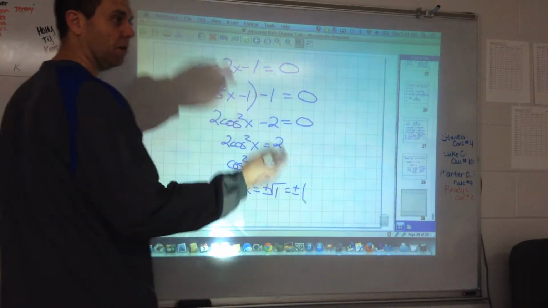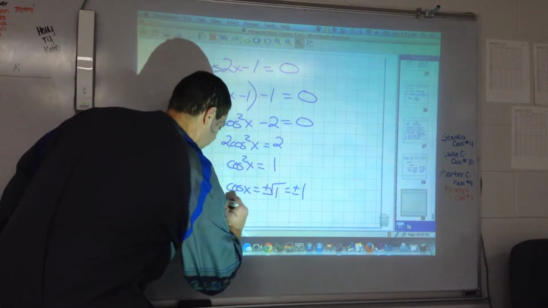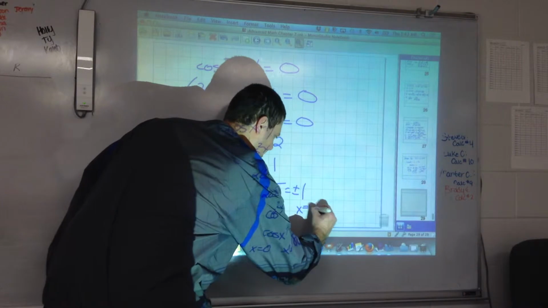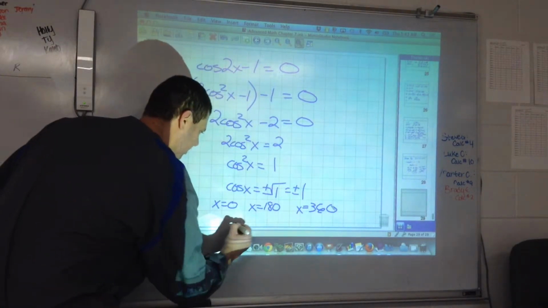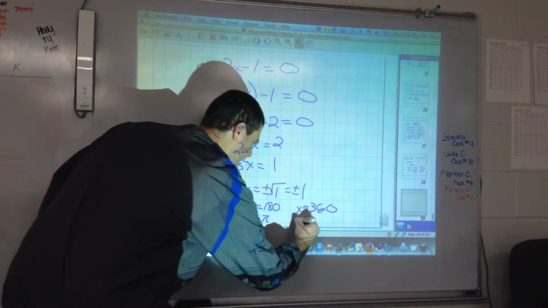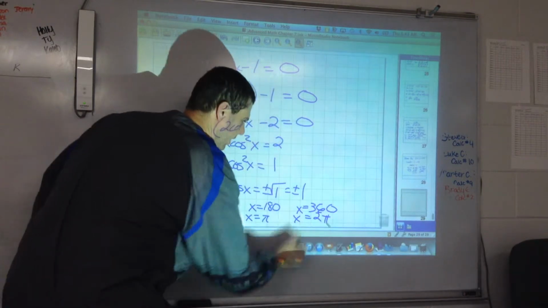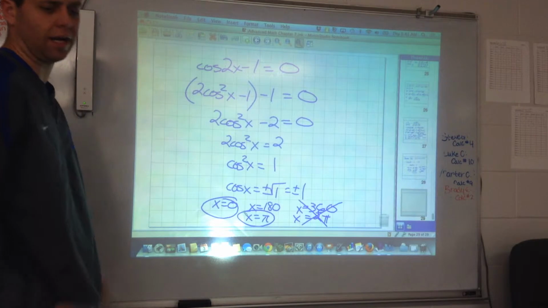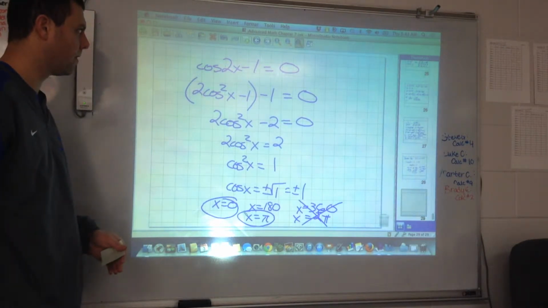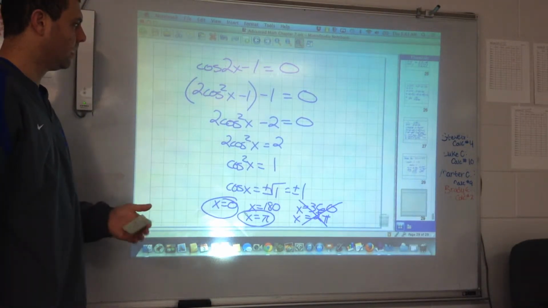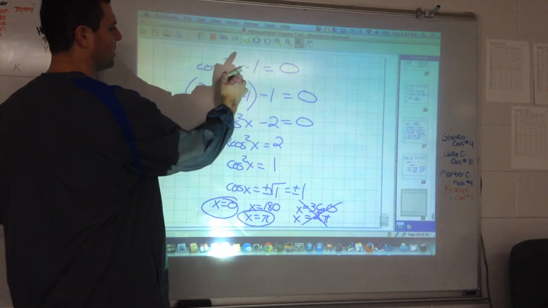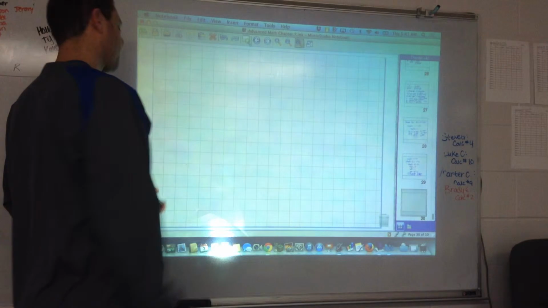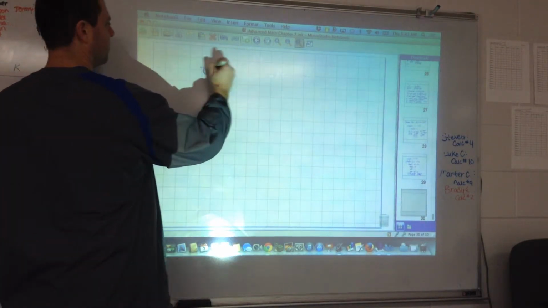So x could equal 0, x could equal 180, x could equal 360, which we know is 0, pi, and 2 pi, but again I don't want that answer there, so I get my two answers of 0 and pi. So another way to do the problem. Alright? So there's one type of problem using a double angle. You'll definitely see that on a test. Next example I want to do.